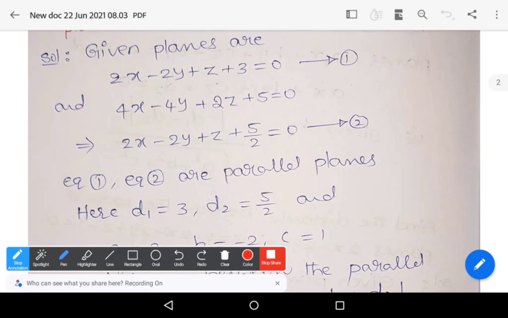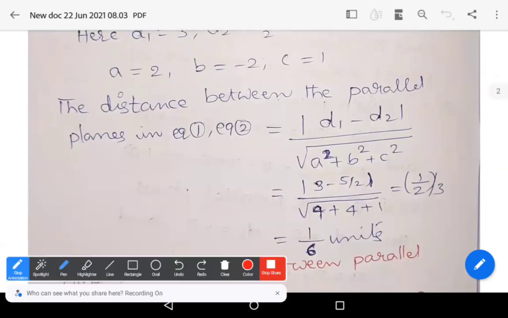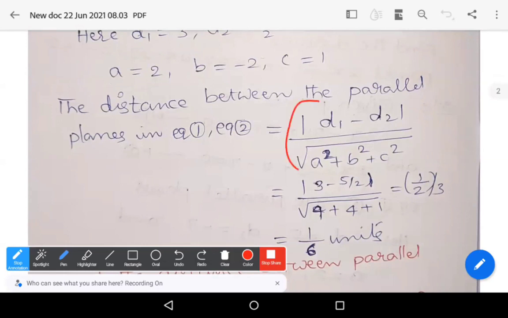What are D1, D2 here? D1 is equal to 3 and D2 is equal to 5 by 2. A, B, C are 2, -2, 1. Yes, the distance between parallel planes is equal to mod D1 minus D2 divided by square root of A square plus B square plus C square. Substitute every value, we get 1 by 6 units. That is the required answer.